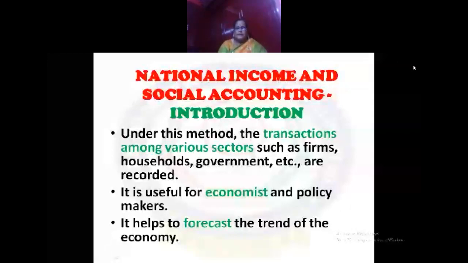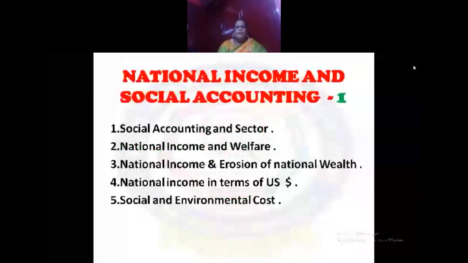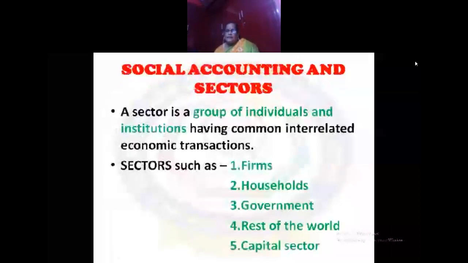Next, let us see what is national income and social accounting. In this national income and social accounting, there are 5 important points to be noted, and under each and every heading there are so many subheadings. Number 1, social accounting and sector. Number 2, national income and welfare sector. Number 3, national income and erosion of national wealth. Number 4, national income in terms of US dollar. Number 5, social and environmental costs. Okay, let us see one by one.